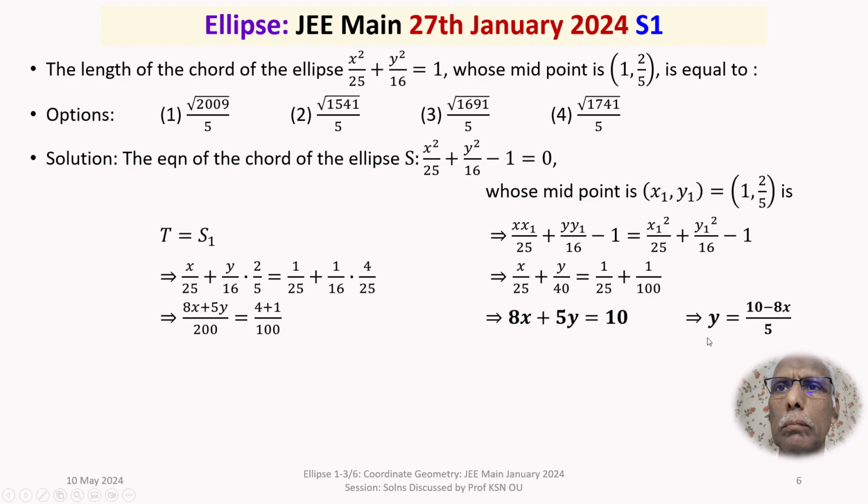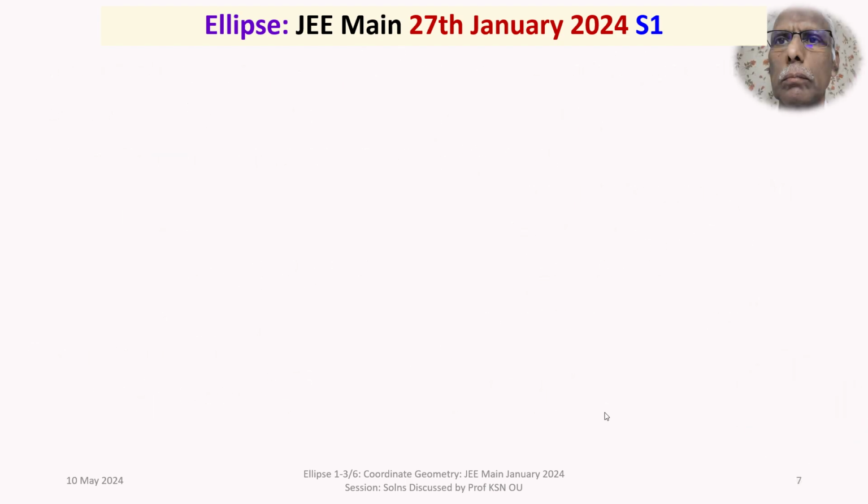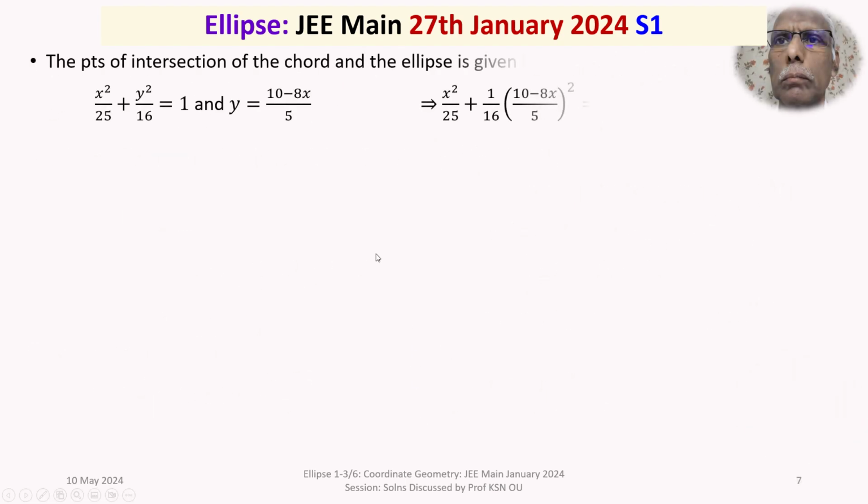This chord will intersect the ellipse in 2 points. Therefore, the points of intersection of this chord and the given ellipse are given by the equation of the ellipse and the equation of the chord. In the equation of the ellipse, substitute y is equal to (10 minus 8x) by 5. Then the equation becomes this one. We will simplify this in the next slide. That's what we have done.